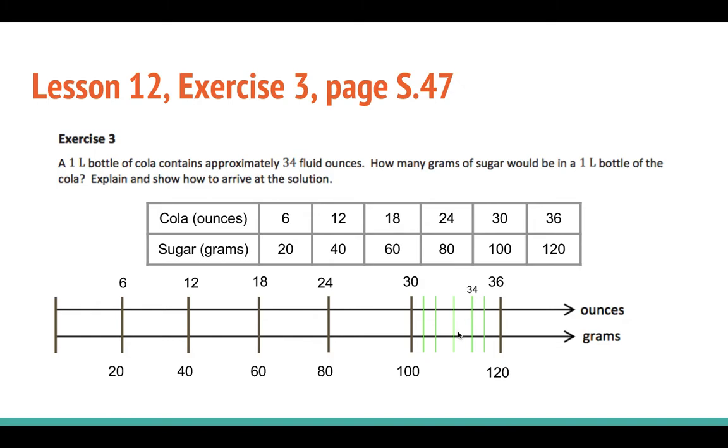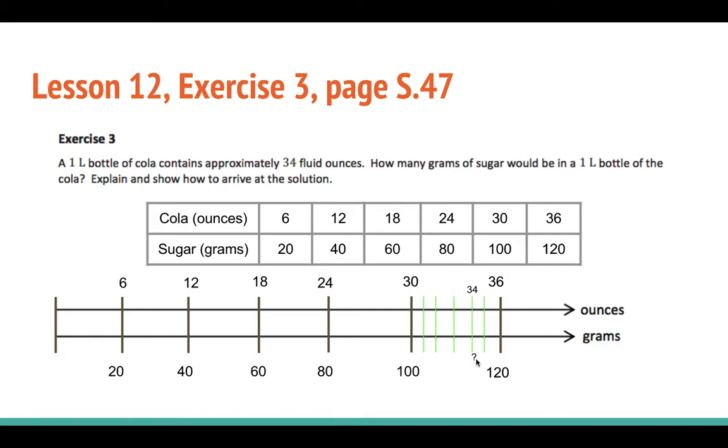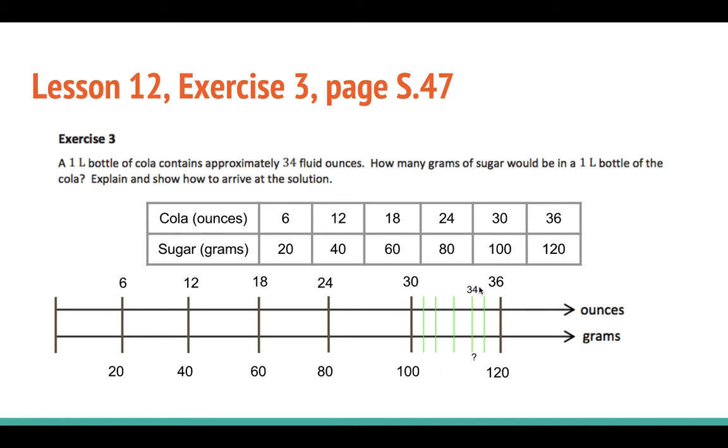Now our question is, how many grams of sugar? Right down here, how much is this? What we do know is that 34 is 4/6, or 2/3, of this portion of the number line. So you have 1, 2, 3, 4, 5, 6. It is 4 out of 6, 4/6, or simplified to 2/3.